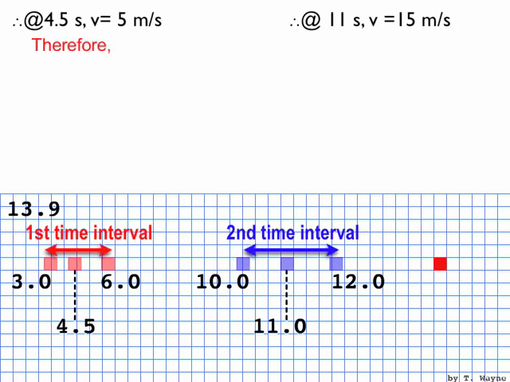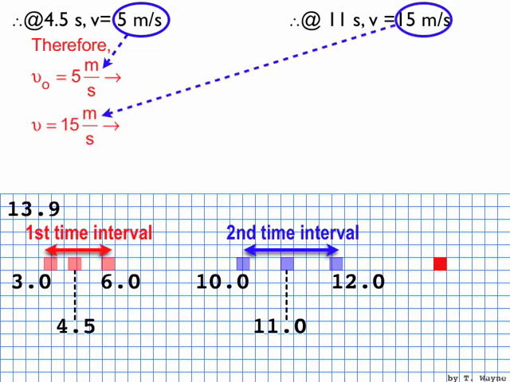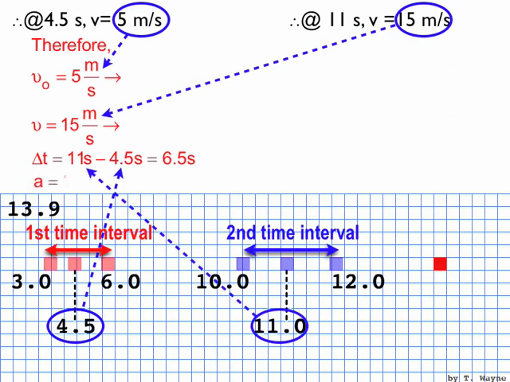So at this point, I'm doing pretty good. I've got two velocities. I've got my initial velocity at 5 meters per second, and I've got a final velocity at 15 meters per second, and I also know my change in time. It's my 11 seconds minus 4.5 seconds, those midpoints, the differences. And then I'm looking for the acceleration.